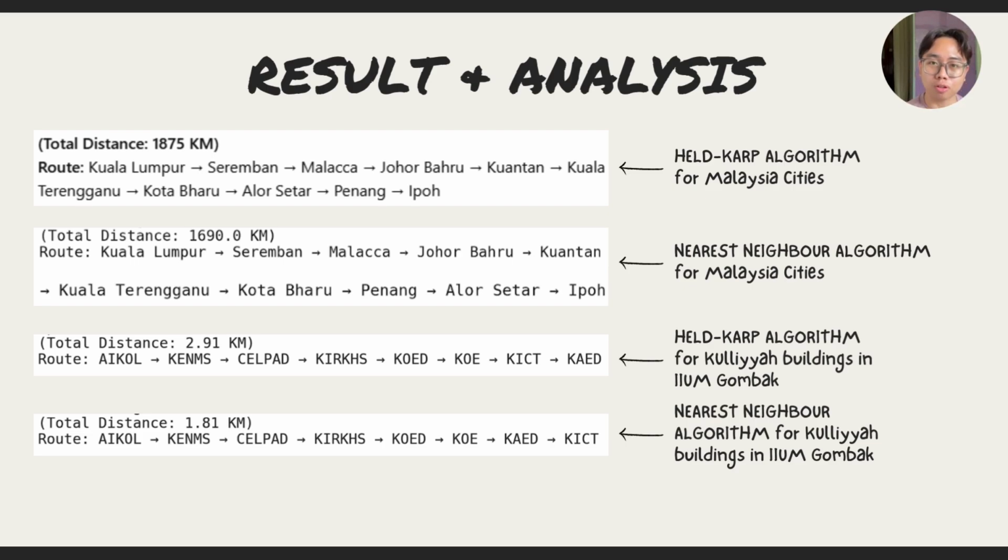So this one is the total distance, in kilometers, that the algorithms decided for the Malaysia cities and also for the kuliah buildings in IIUM Gombak. For the Malaysia cities, the Held-Karp algorithm is 1875 km, and the nearest neighbor algorithm is 1690 km. And then for the second data set, the kuliah buildings in IIUM Gombak, the Held-Karp algorithm is 2.91 km, and the nearest neighbor algorithm is 1.81 km.